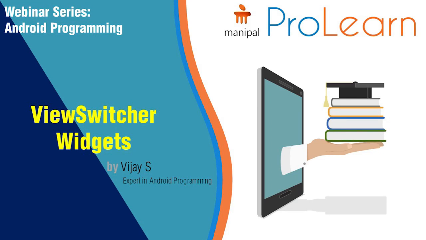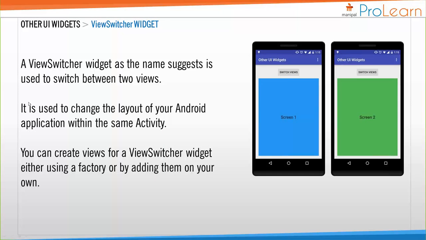A view switcher widget, as the name suggests, is used to switch between two views. That is, you will have two views created and you will be switching from one view to another view. It can be used to change the layout of your Android application within the same activity. That is, you are going to create one activity.